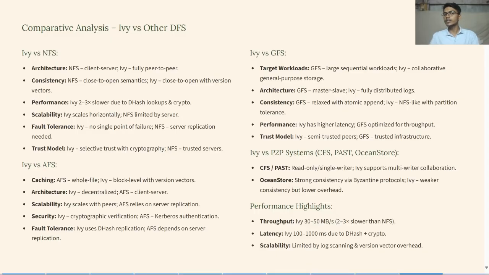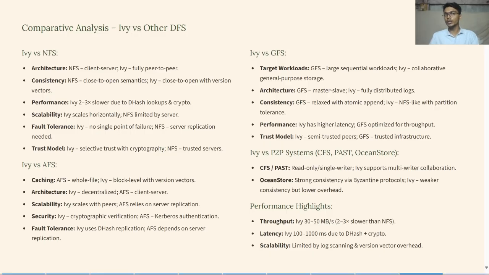In comparison with GFS, Ivy targets general purpose collaborative workloads rather than GFS's large sequential data. GFS uses a master-slave design and relaxed consistency, while Ivy maintains NFS-like semantics with partition tolerance. Latency is higher in Ivy, but it avoids centralized bottlenecks.